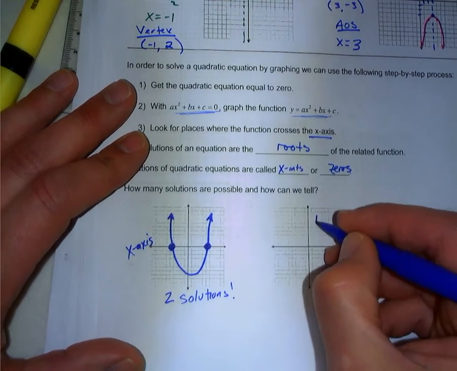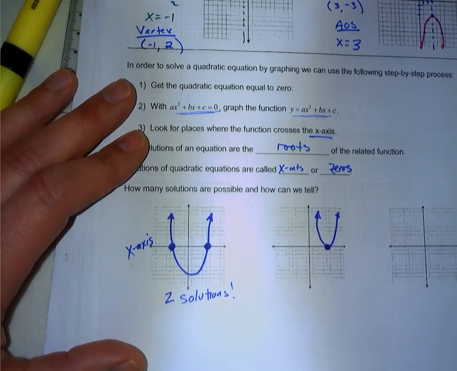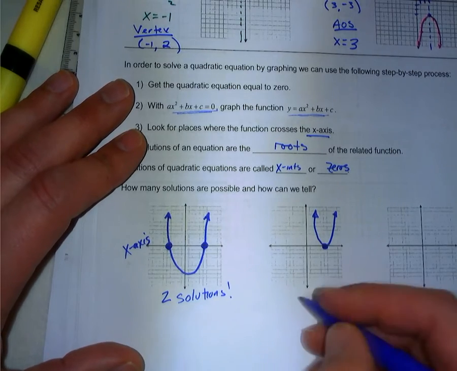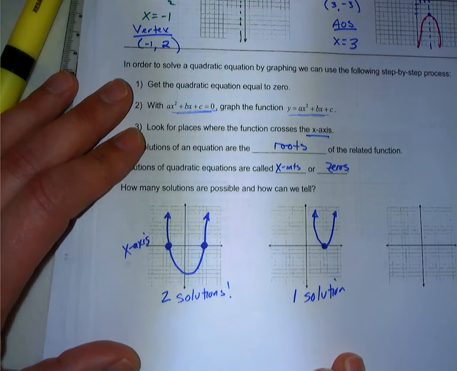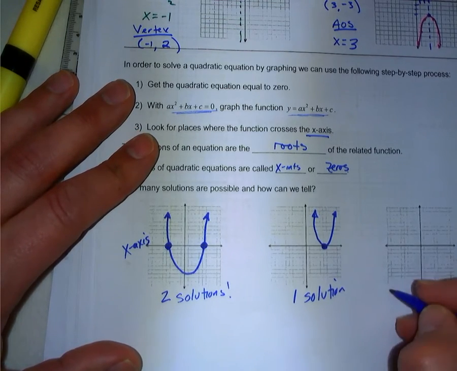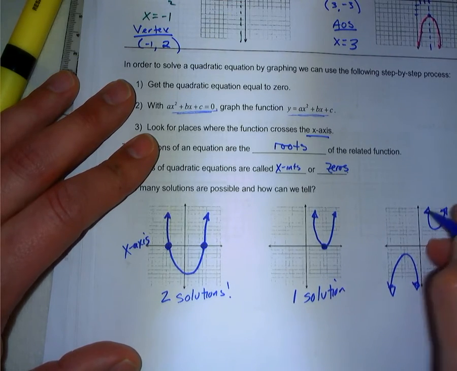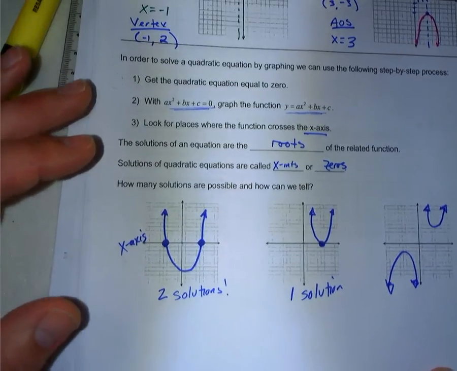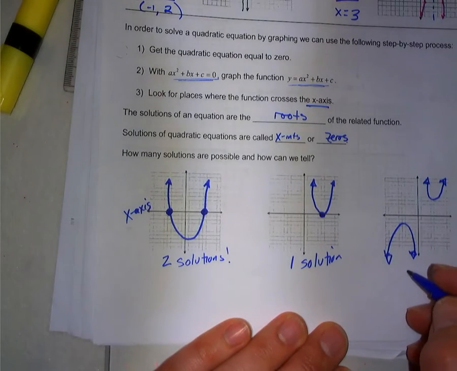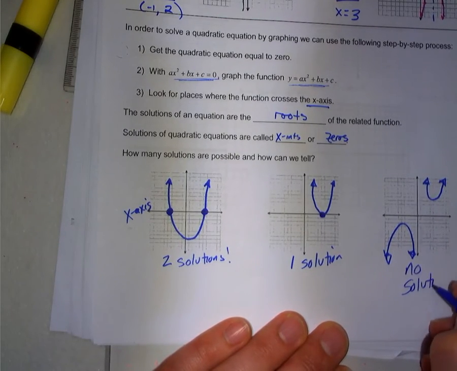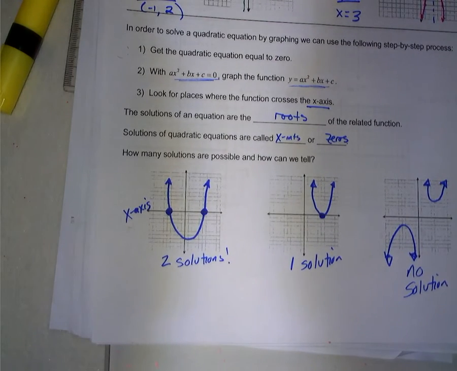Sometimes your parabola might just kiss that x-axis and only have one x-intercept, which means there's only one solution. And sometimes you might have a smiley face or frowny face that might look like this, or like this. Do either of those have x-intercepts? Nowhere, right? It doesn't touch the x-axis anywhere, so we would have no solution, at least no real solution. So those are the scenarios. Where are these x-intercepts?